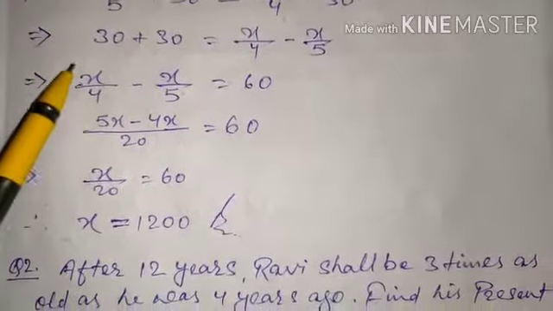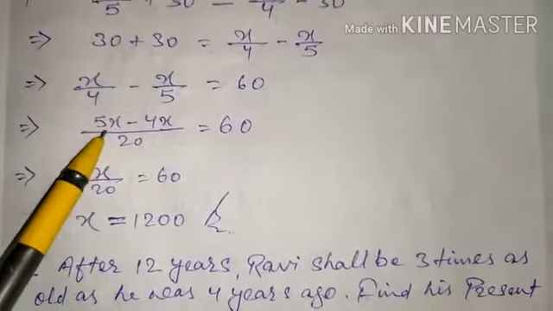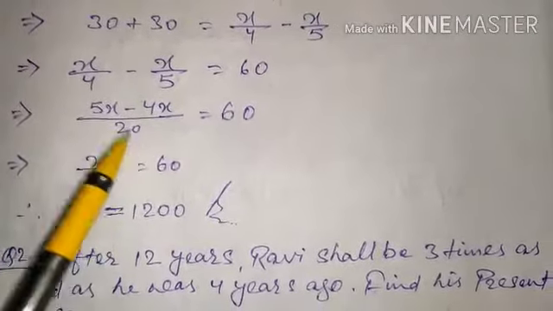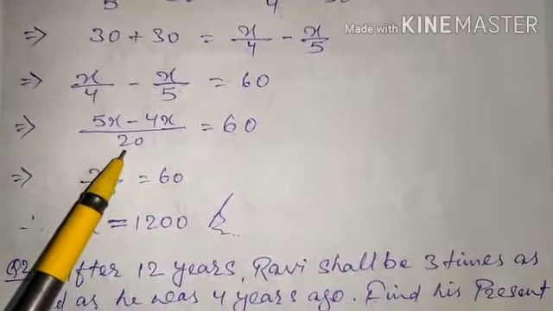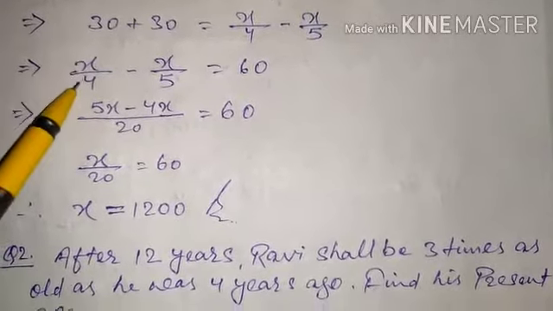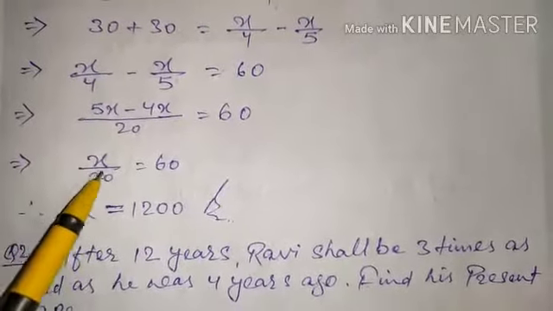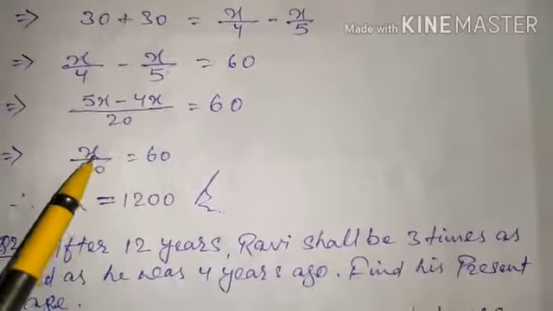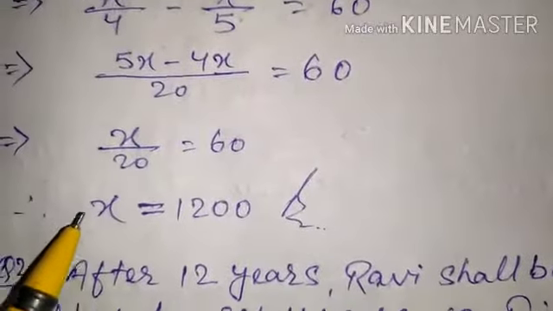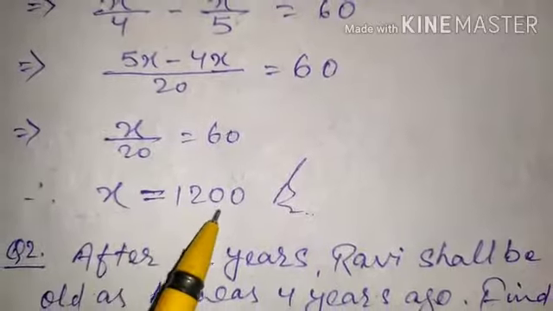Now do the fractional subtraction of these 2 terms. That is 5x minus 4x divided by 20. You know fractional addition and subtraction: take out the LCM first, divide it by the denominator, and then multiply the quotient with the numerator. That only we have done. 5x minus 4x is equal to x, so x by 20 is equal to 60. Therefore x is equal to, doing the cross multiplication, x is equal to 1200.